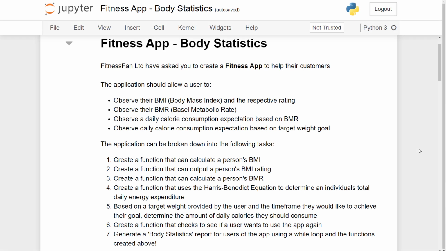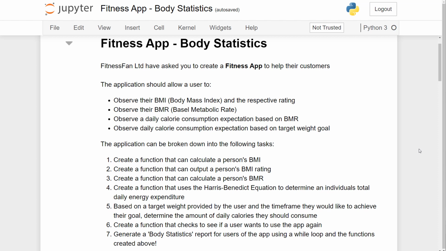Hi everyone and welcome to the third project in which we're going to be developing a fitness app which shows us some body statistics. It will help tell us whether our weight is healthy, and it will also allow us to see how many calories we should be consuming in order to meet certain weight goals. Now, some of us may want to maintain our weight, some of us may want to lose weight, and some of us may want to put weight on. And this app will help us determine how many calories we should be consuming based on our own information.